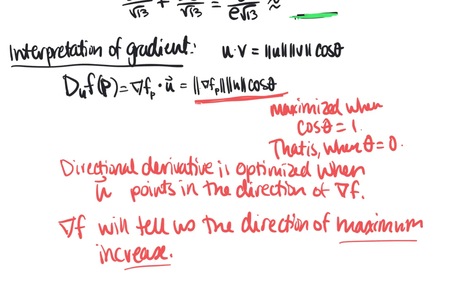Sometimes you'll see problems where they're asking, which direction is going to be the maximum increase? Well, it's just going to be wherever the gradient is at that particular point P. All right, that's all for this one.